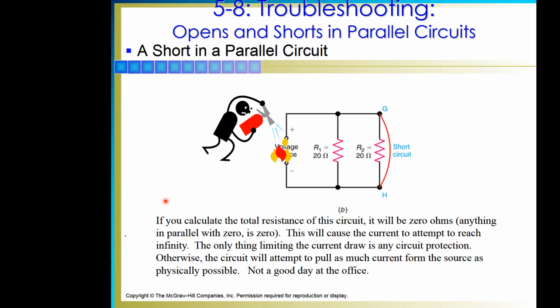So the first lab in this unit will discuss opens and shorts. The second lab will do some parallel circuit troubleshooting.